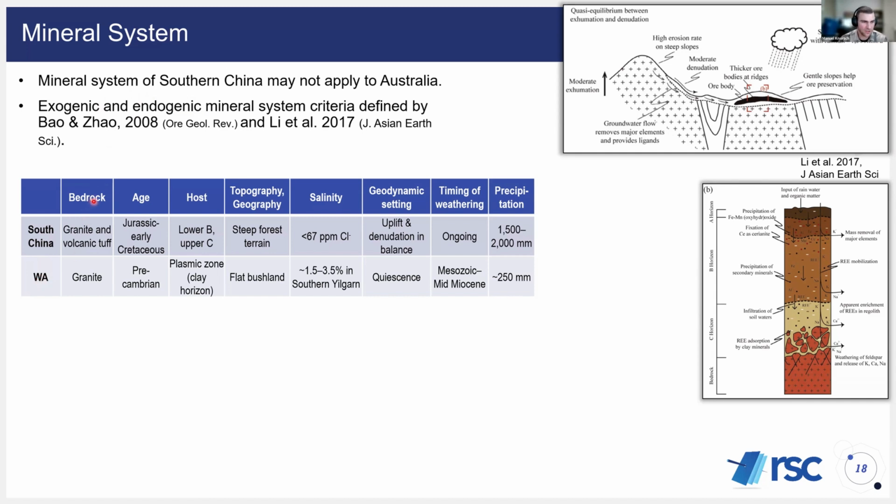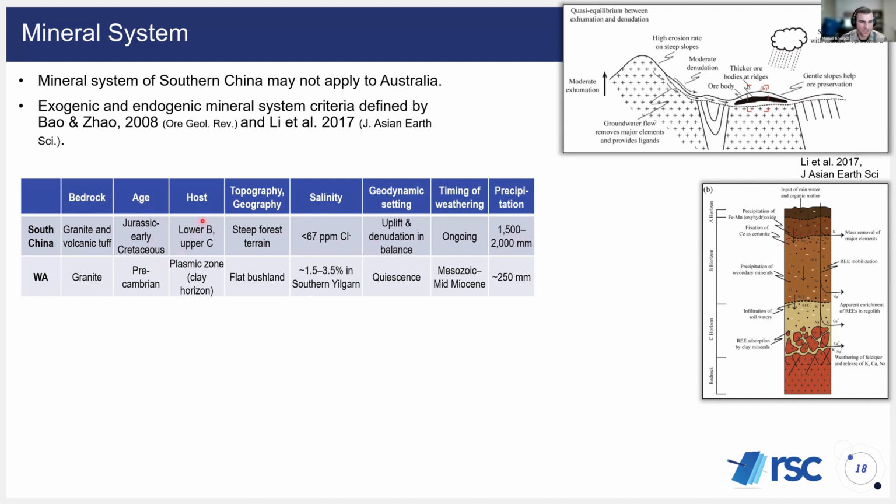If we start with the bedrock, that's actually quite similar. So we have granite and volcanic tuffs, and in the Yilgarn Craton, it's mostly granite and some mafic rocks. So that's relatively similar. Where it starts to differ is, I guess, with the age. They're quite young in China. They're all Jurassic to early Cretaceous. And what we have in the Yilgarn Craton is all essentially Archean.